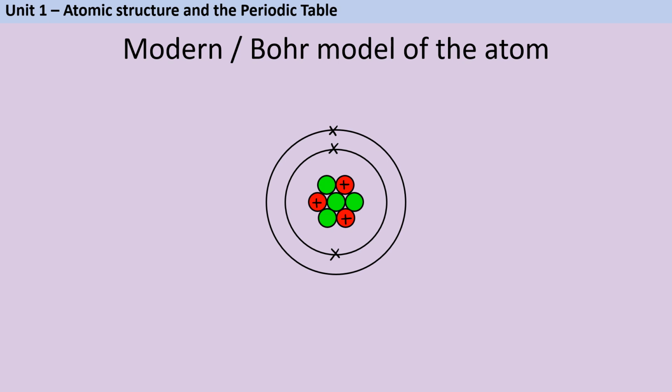You've probably already met this model of the atom, which is sometimes referred to as the modern model or the Bohr model. It's made up of 3 subatomic particles, in other words, particles that are smaller than an atom. These particles are called protons, neutrons, and electrons. And there are different numbers of these subatomic particles in the atoms of the different elements.